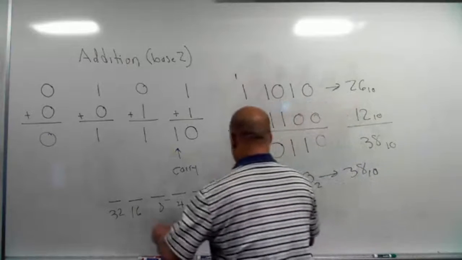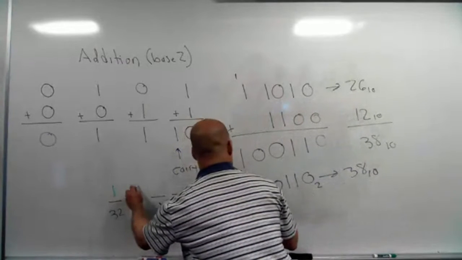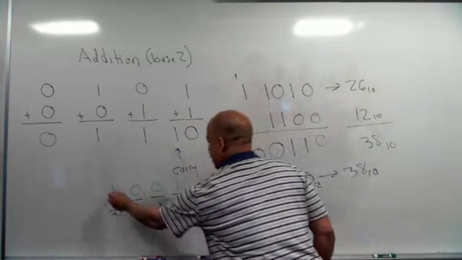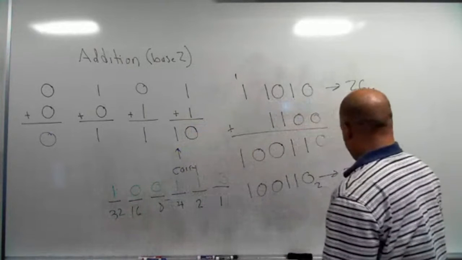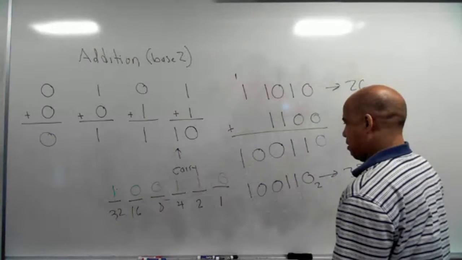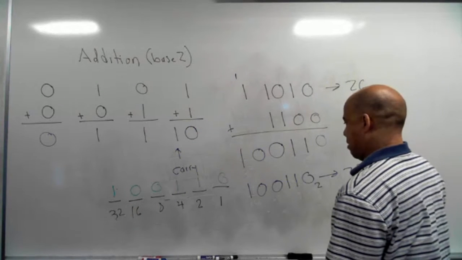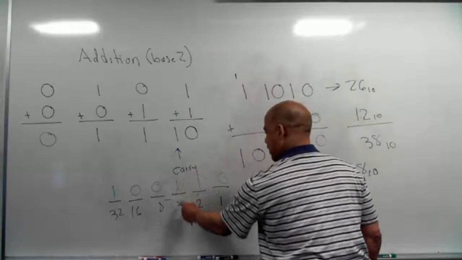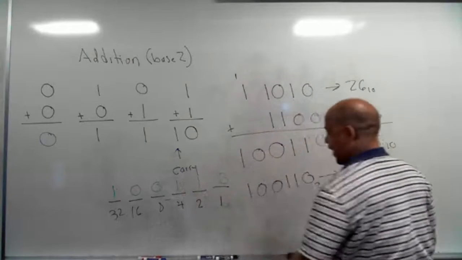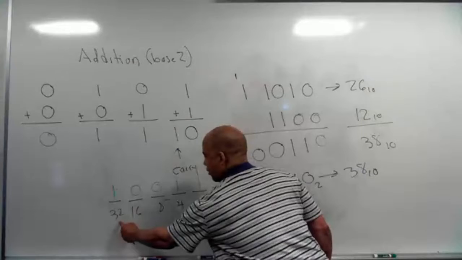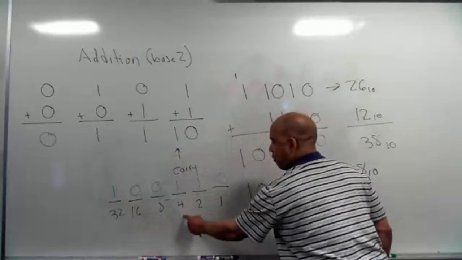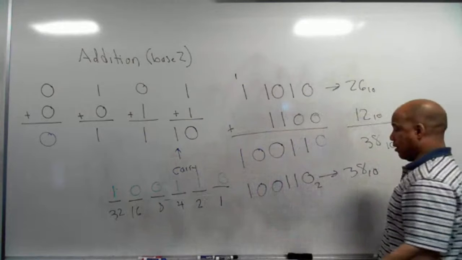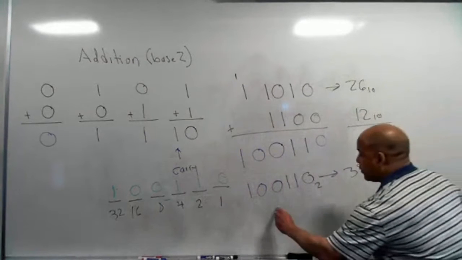So write this number here. I got a 1, 0, 0, 1, 1, 0. So I got one of those. That's a 32. I got a 4. That's a 36. And 36 and 2 is 38. So I just extended the 8421 code.